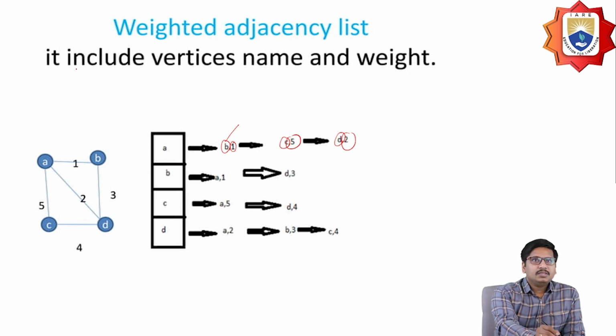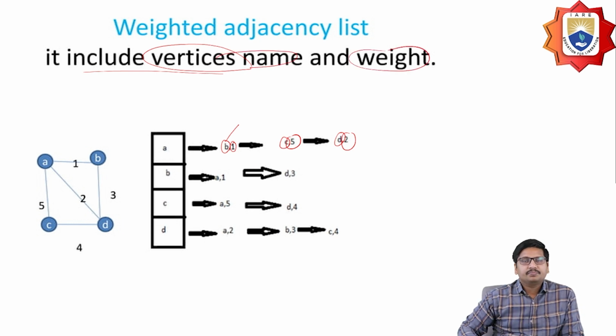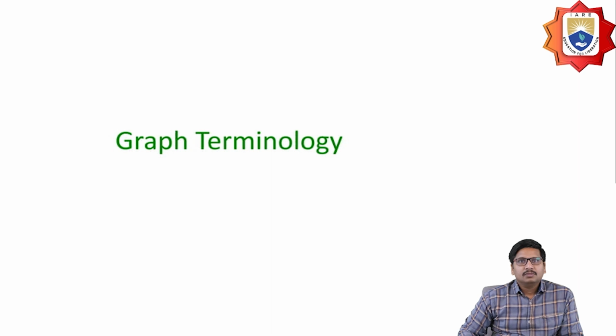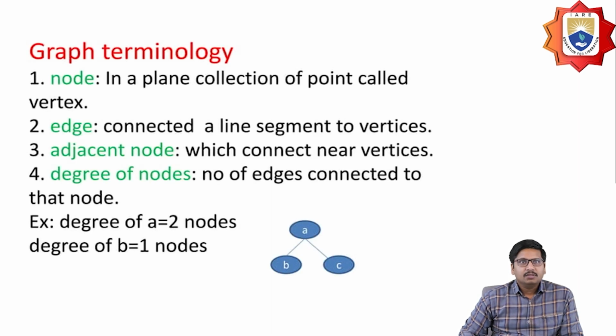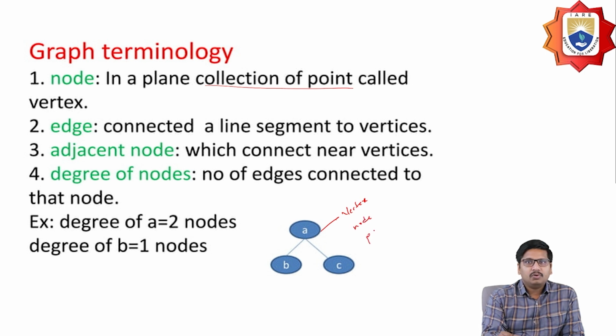So a weighted adjacency list is going to include the vertex name as well as the weight. Then we come to graph terminology. We're going to discuss what a node is here. A node is nothing but a point. We call it a vertex or node, or we can call it a point.